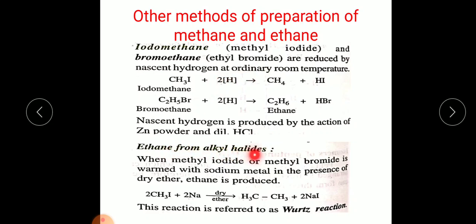Ethane can also be prepared from alkyl halides, and this is a very important method. When methyl iodide or methyl bromide is warmed with sodium metal in the presence of dry ether, ethane is produced. So when you take methyl iodide and treat it with sodium metal in the presence of dry ether, it forms ethane and sodium iodide. This reaction is a named reaction known as the Wurtz reaction. By this method we can't prepare methane; we can only prepare ethane or higher alkanes.